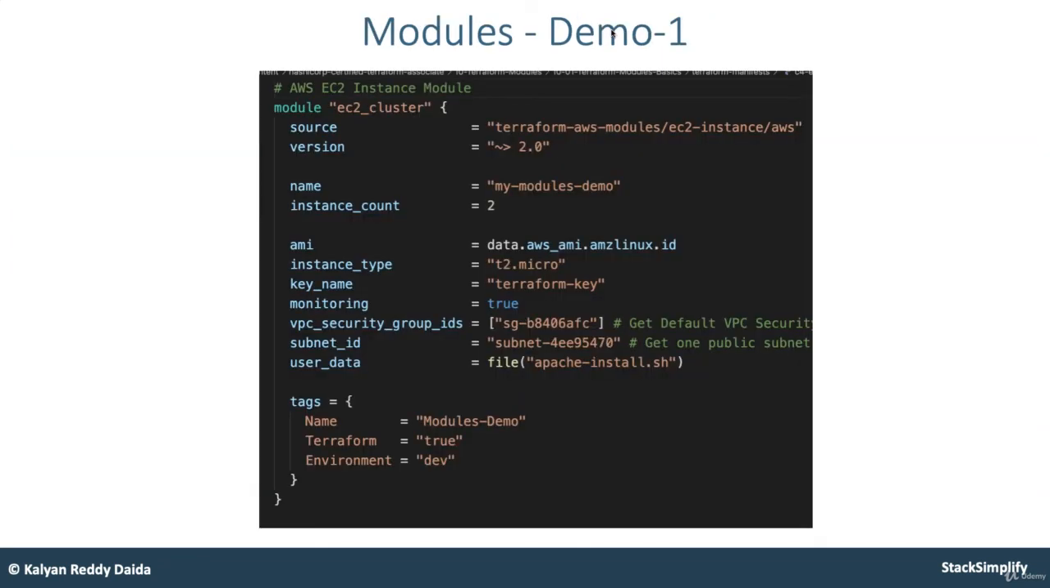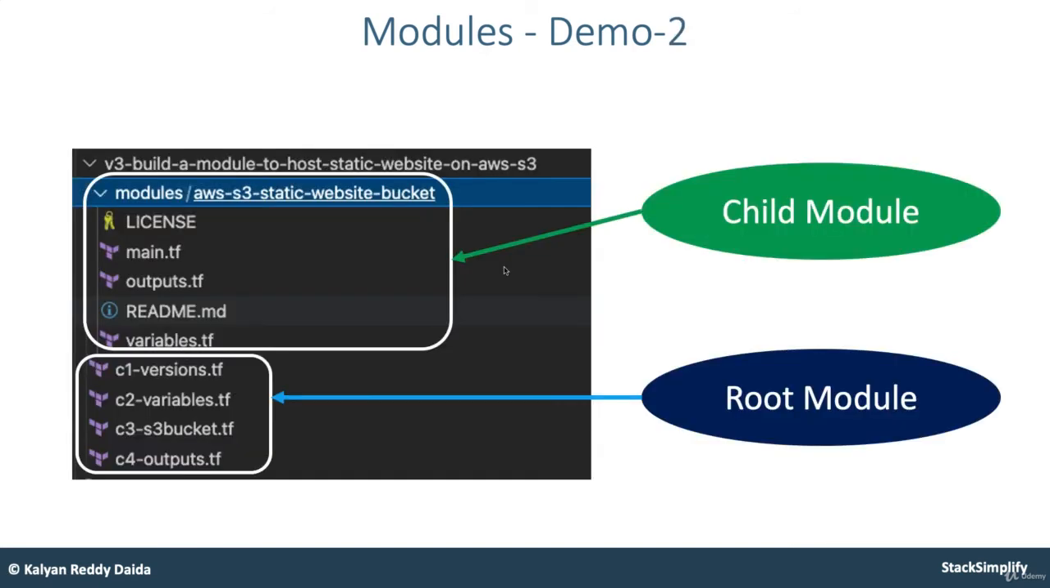Okay, so with that said, this is the module demo 1, wherein in the root module configurations you are calling an EC2 instance module and then providing the version and required attributes for calling that EC2 instance module. This is a high level reference, but when we are implementing it, you will come to know in detail. And next thing is demo 2. As part of this demo 2, you are going to create a custom module here for hosting a static website, and then you are going to call that from your root module.